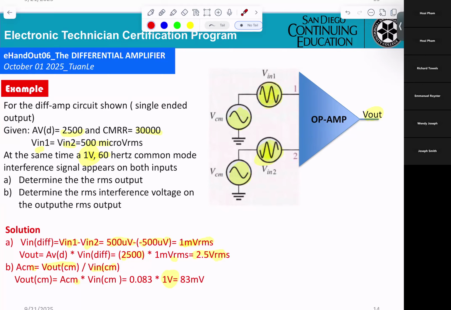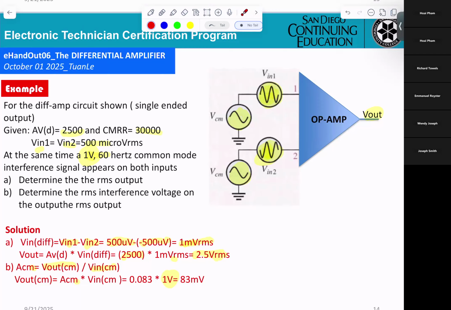Okay. Remember one thing. Input signal must be opposite. If they are in phase, they are considered to be noise. This guy. Okay, got it. Thank you.